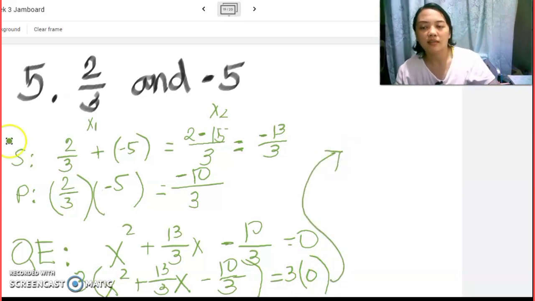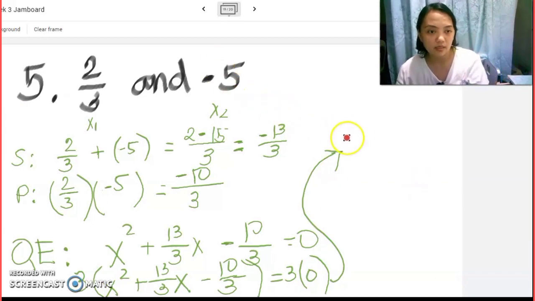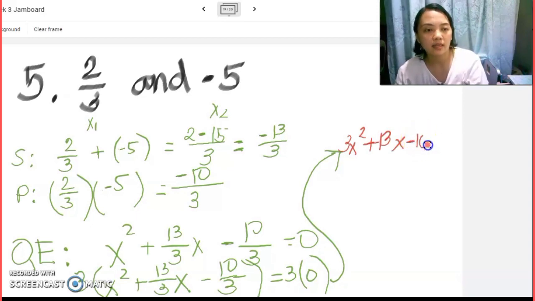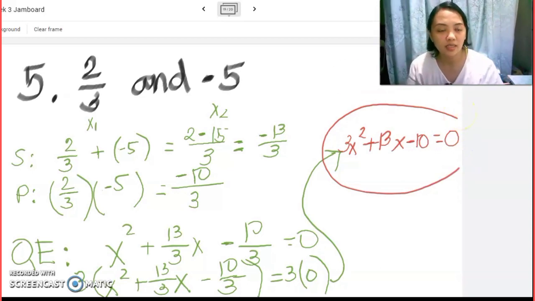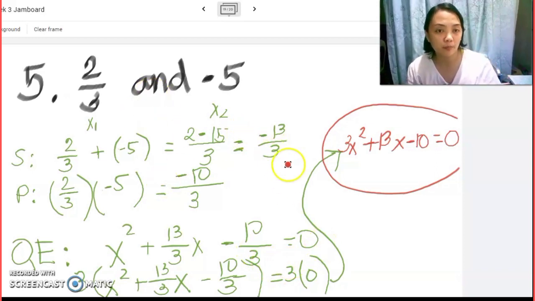So we have now 3 times x squared is 3x squared. Then 3 times 13 over 3, so plus 13, the 3 cancels, x. Minus 10 over 3 times 3 is just 10. Equals 3 times 0 is 0. So our quadratic equation is 3x squared plus 13x minus 10 equals 0. Okay, is it hard? Just follow our pattern.